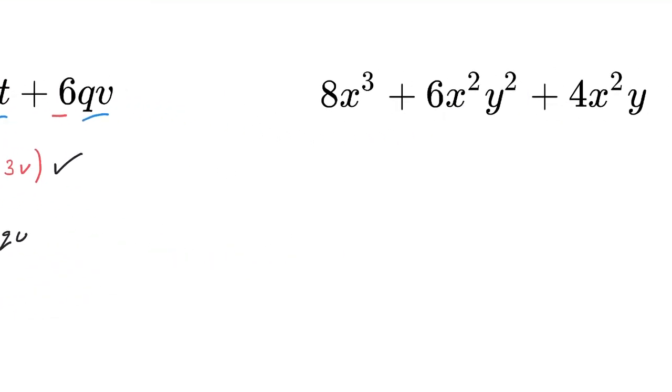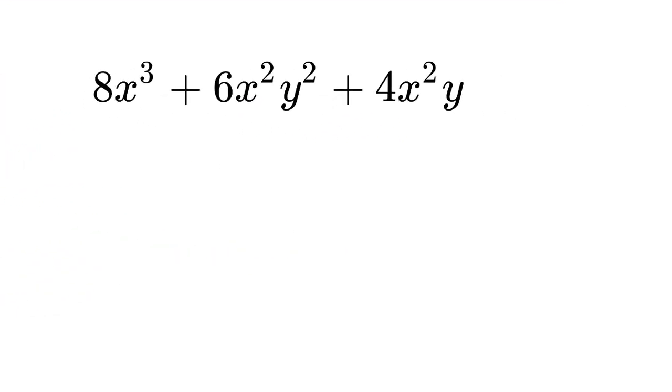On to my last example, and here we do have some exponents. So again, first we're going to look at our numbers, 8, 6, and 4, and recognize that 2, again, is the largest number that's common to each of those terms. Now we're going to have a look at our variables. We have an x, an xy, and an xy.